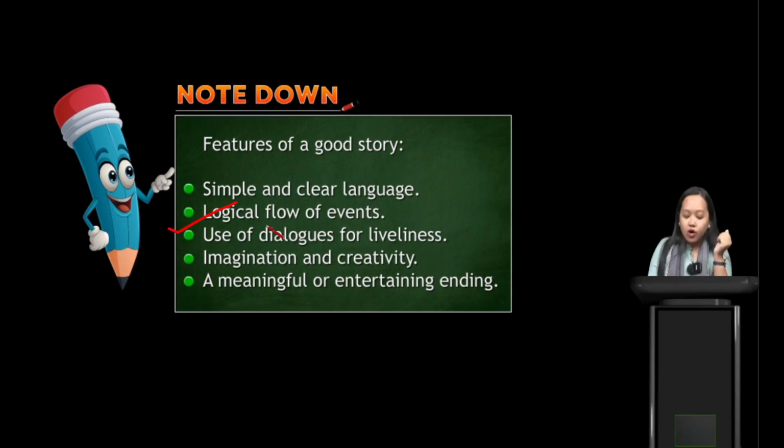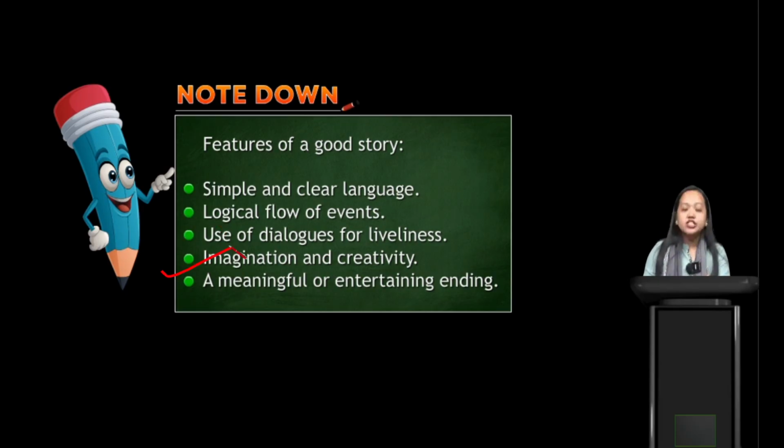Next, logical flow of events. When you write a story, it has to be in order. This thing happened and then next what happened in the story, it has to be in order. Logical flow of events. Use of dialogues for liveliness. You should give some dialogue also. What this person said, what another person said, dialogue.